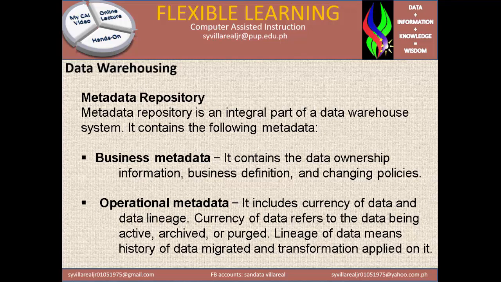Currency is different from concurrency. Okay? Currency of data refers to the data being active, archived, or purged. Lineage of data means history of data, migrated, and transformation applied on it. So when we say currency of data, it's very simple. It is raw data. So operational metadata identifies raw data, and lineage identifies the history of data. So we have two in terms of operational metadata.